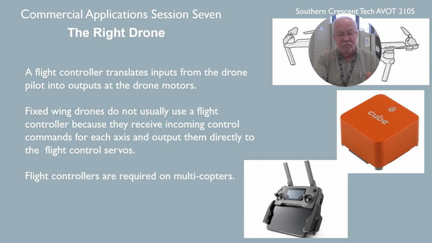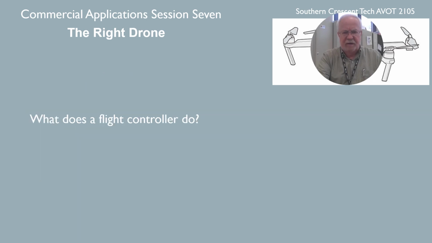Fixed wing drones don't need this necessarily. They need part of it, but not all of it, because they're not controlling 4 different motors to maintain stability. A fixed wing drone has its own built-in stability because of the wings and the tail and all those things. We'll talk about that a little more as we go along. But flight controllers for multicopters are necessary just because of the instability factor with them.